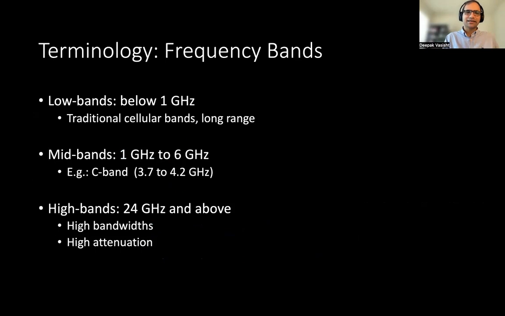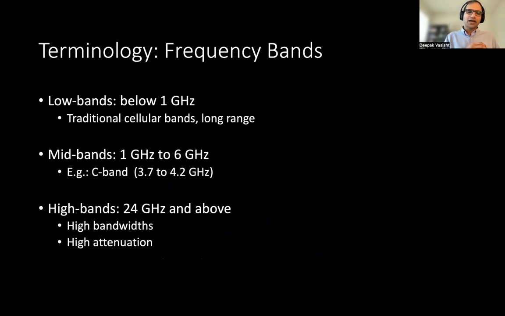So as I said, in the physical layer, there are multiple frequency bands in 5G. At a high level, we can divide them into three. There's the low bands, which are below 1 gigahertz, which are the traditional cellular bands. They provide long-range connectivity, but they do not have as much available spectrum, and as a result, they cannot provide as high bandwidths. Then there is the mid bands, which go from 1 gigahertz to 6 gigahertz.